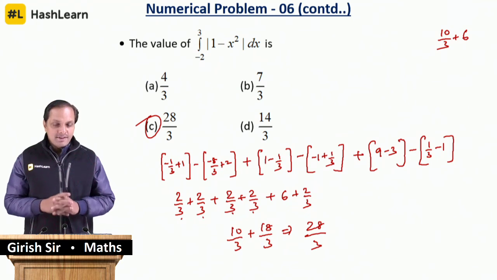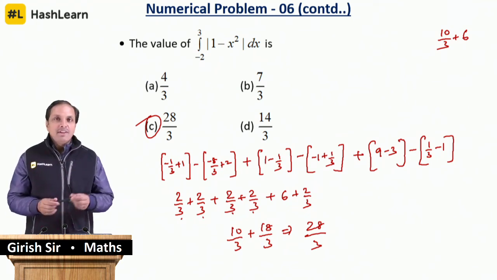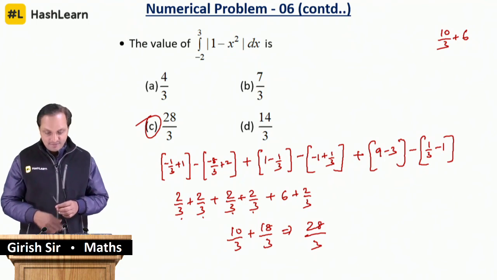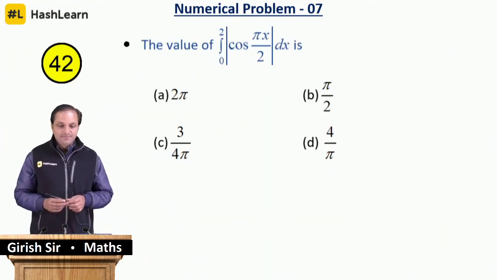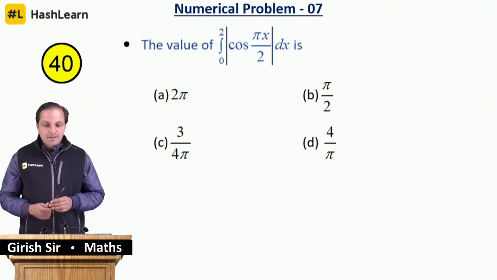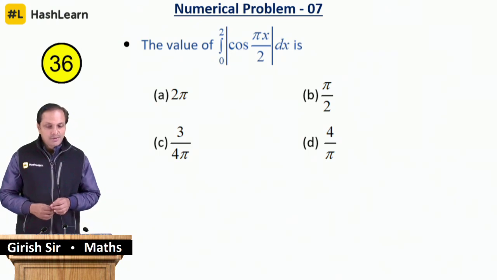Hope you all follow the steps. Let's come to the next numerical with 45 seconds. Come on, what is the answer? Cos pi into x by 2 and the limit is 0 to 2.